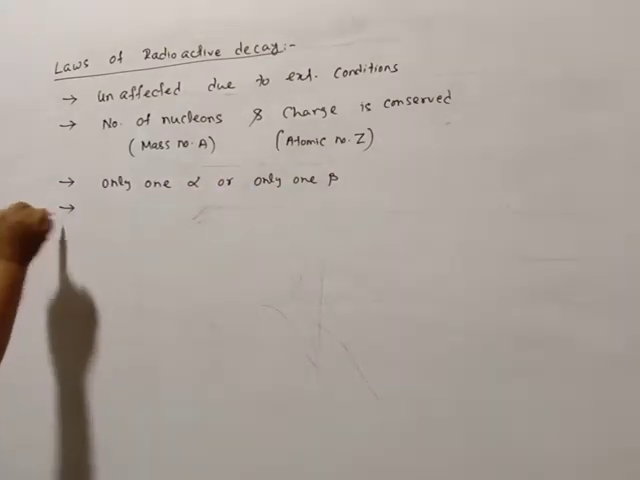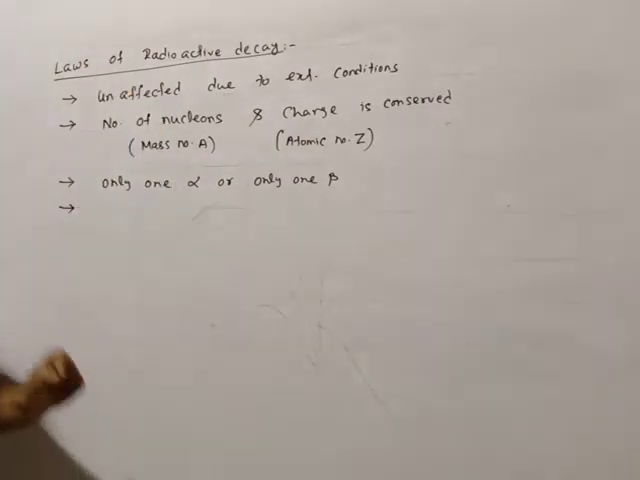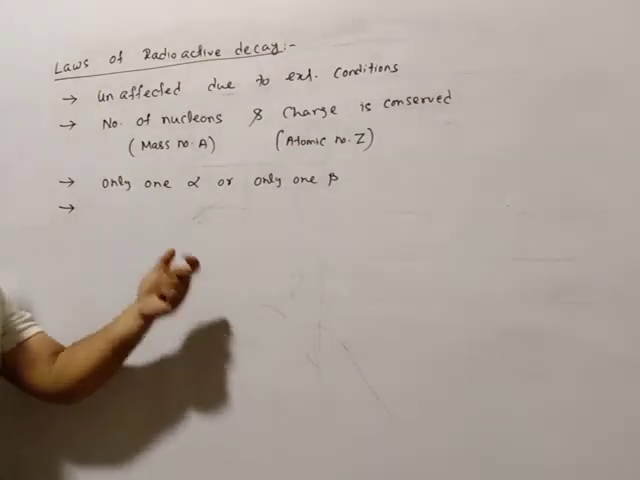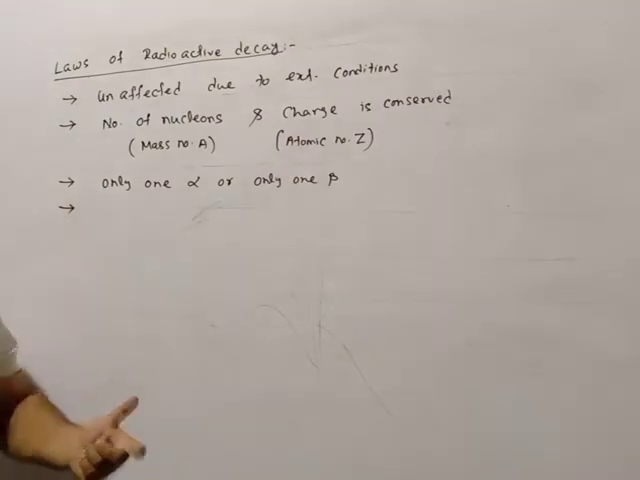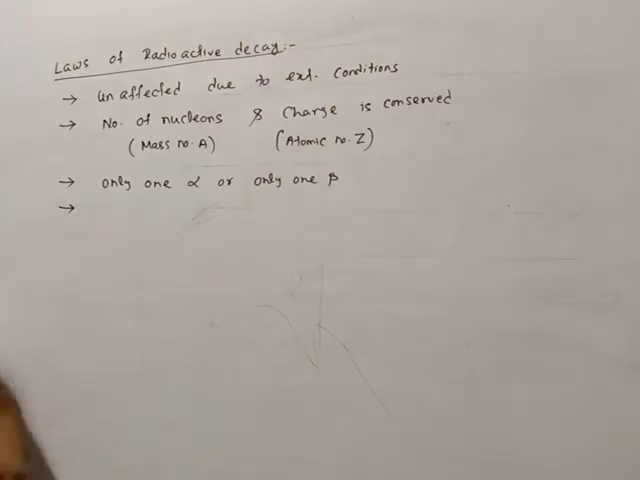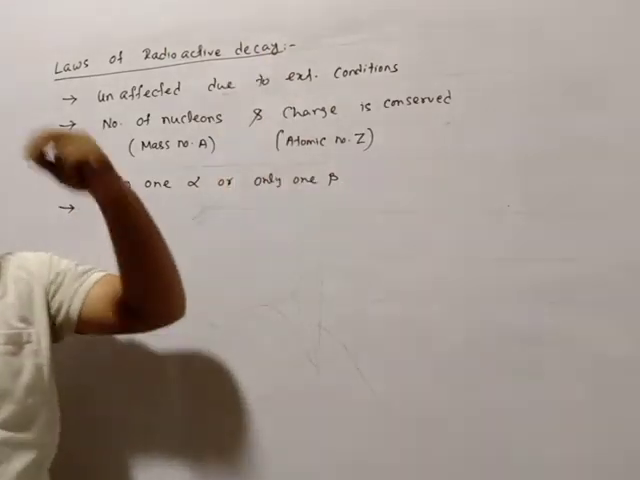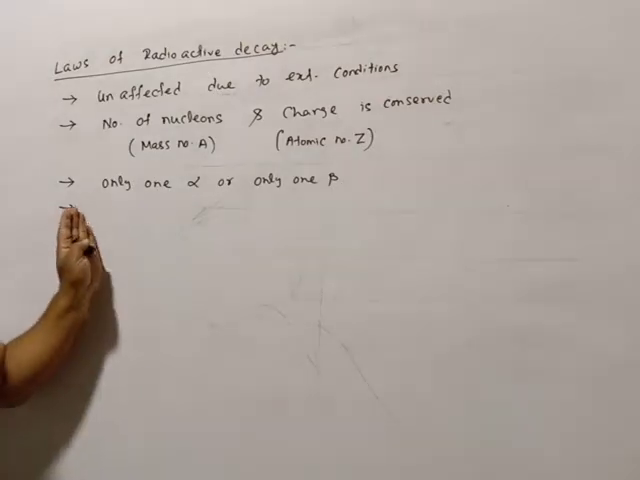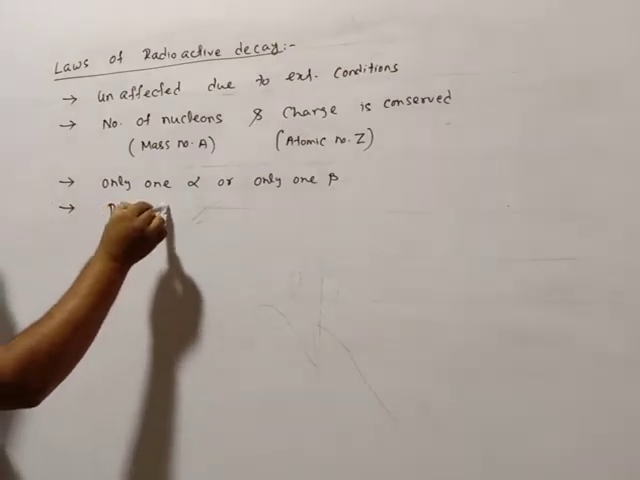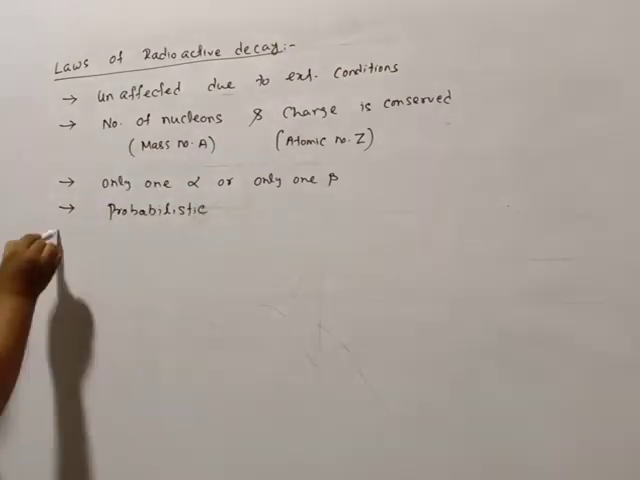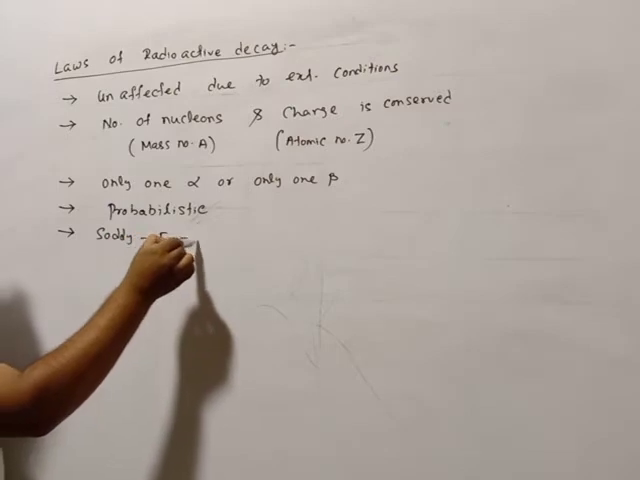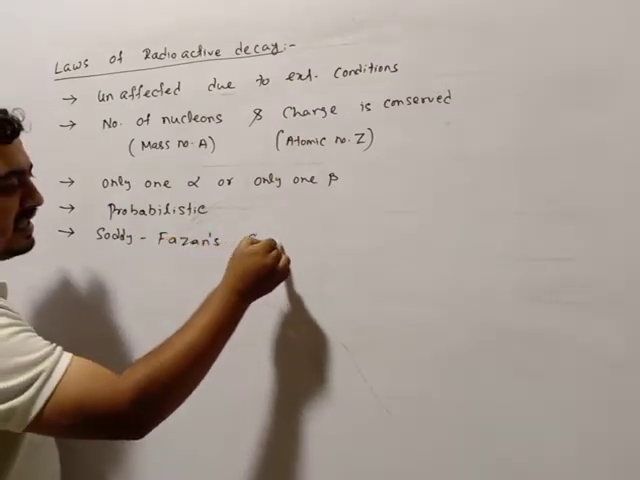Next one. The radioactive decay process is completely probabilistic. We cannot say or predict which nucleus will be disintegrated at what time. A nucleus can be disintegrated at the moment we are looking at it, or it may remain undecayed after million of years. So it is completely probabilistic in nature. Then we go for Soddy-Fajans group displacement law.